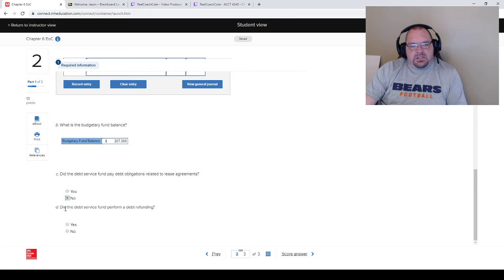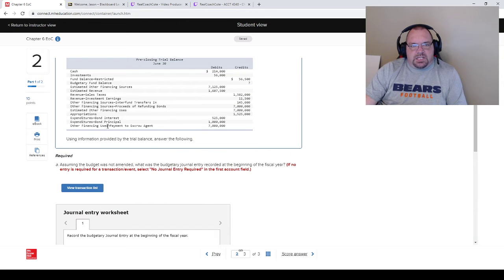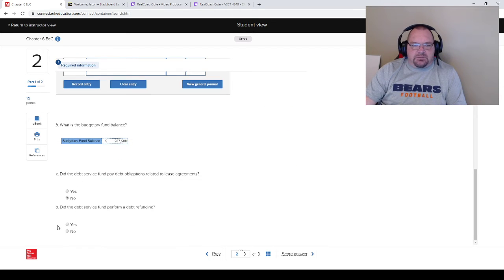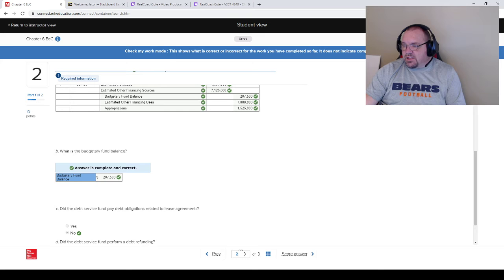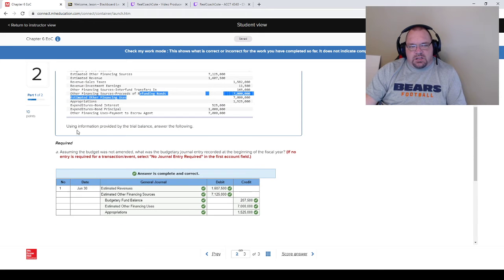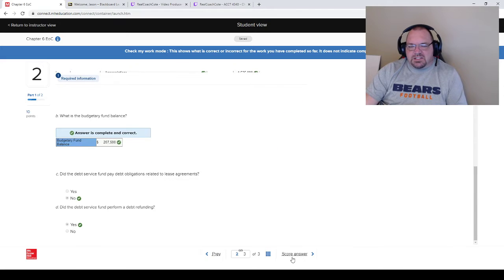And then down here, did the debt service fund perform a debt refunding? Well, obviously, you see here you get the escrow agent and you've got refunding bonds. So yes, there was definitely some sort of a refunding going on in this problem. We'll check our work again, even though it was right the first time. So clearly, the software only recognizes this as the answer, even though there's more down here to do. Let's go on to number 3.